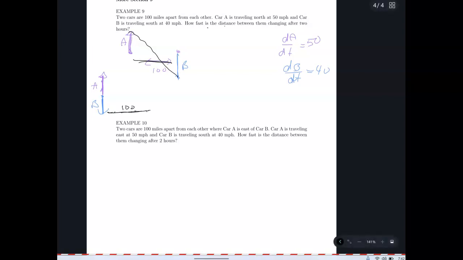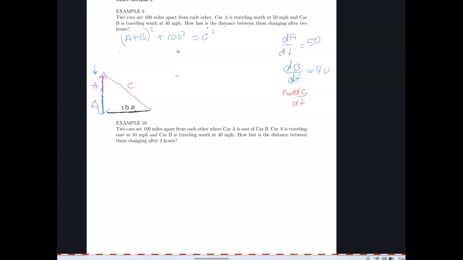And then what I'm trying to find is the distance between them changing. So this side length here is growing. So I'm trying to find dc over dt. Okay, so let's make up our equation. So it's a little bit different. So this side length over here would be A plus B, quantity squared, plus 100 squared equals C squared.